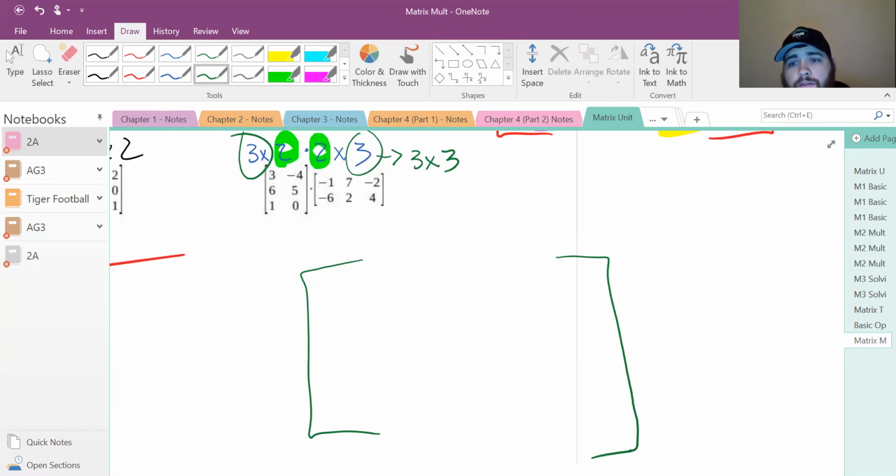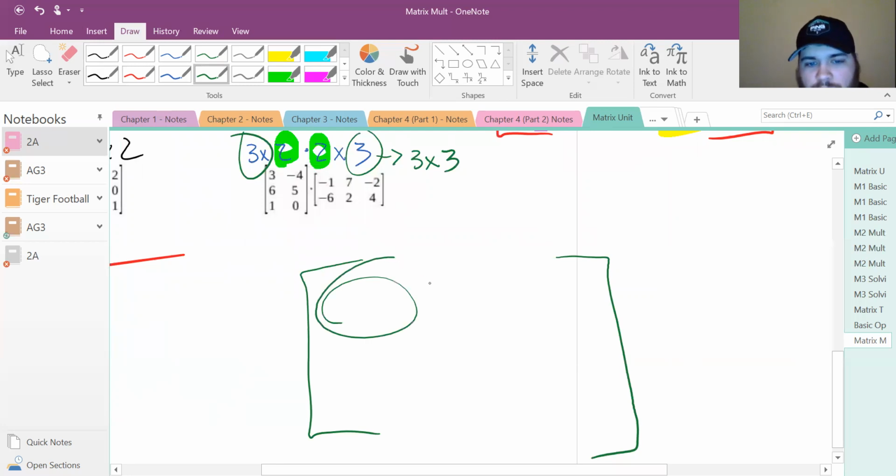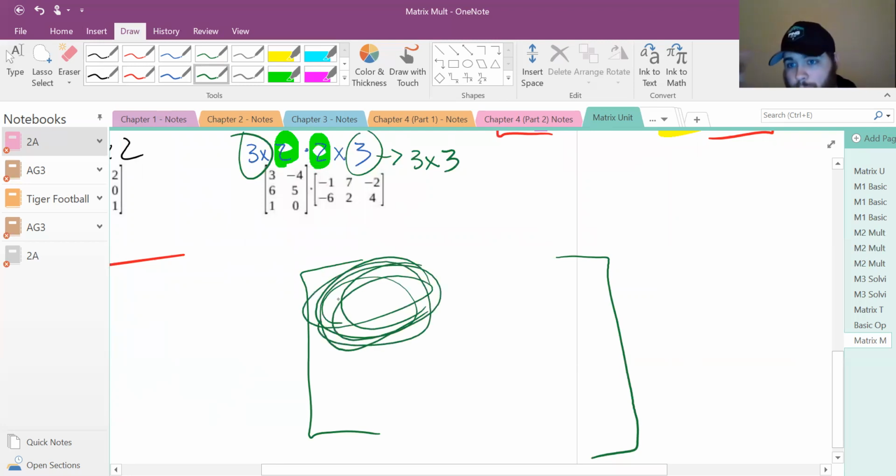Okay, remember the process. I take the first row and multiply by the first column, and then I multiply that first row by however many columns the second matrix has. This one has 3, so I'm going to have to do it 3 times in order to get that top left entry. I'm going to have to do 3 multiplications.